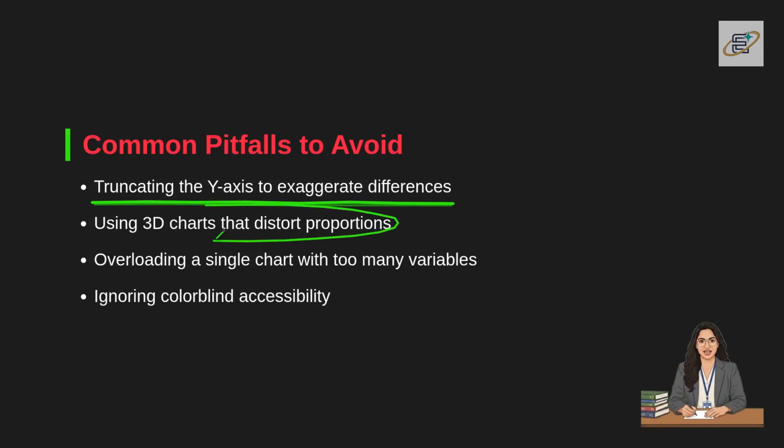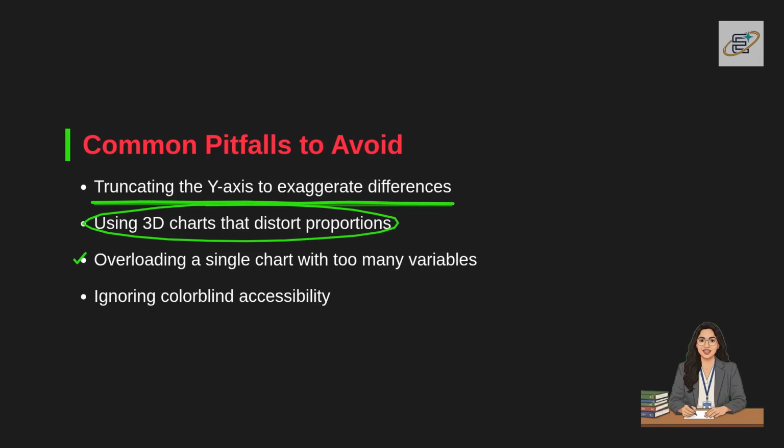Another major issue is using 3D charts. Adding a third dimension to a flat screen distorts proportions, making the data in the front look artificially larger than the data in the back. Stick to 2D designs. You also want to avoid overloading a single chart with too many variables. If you have 5 different lines and multiple axes, your audience will just get confused.